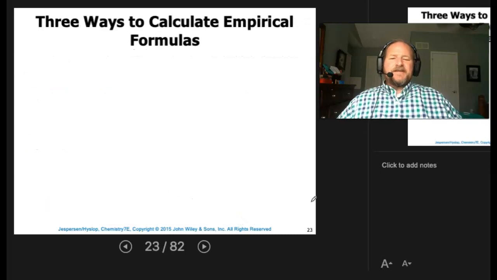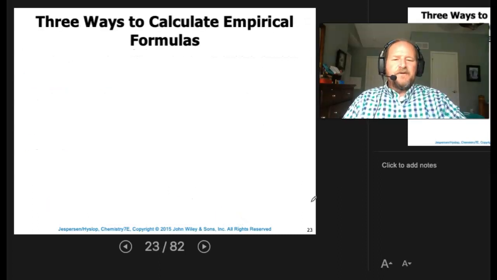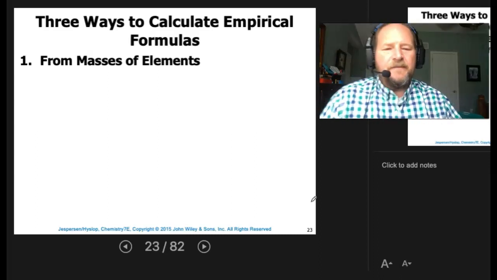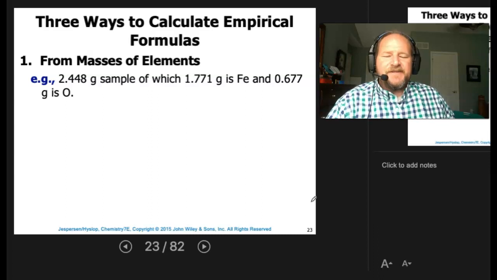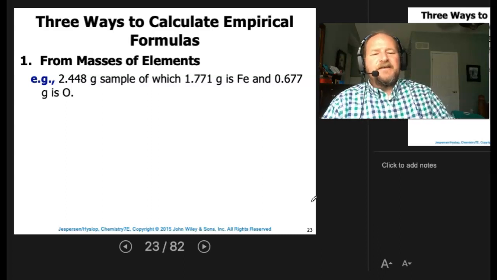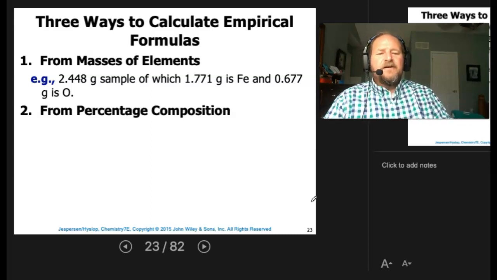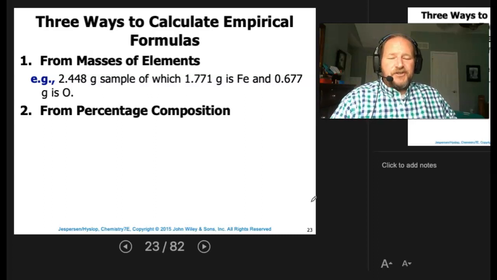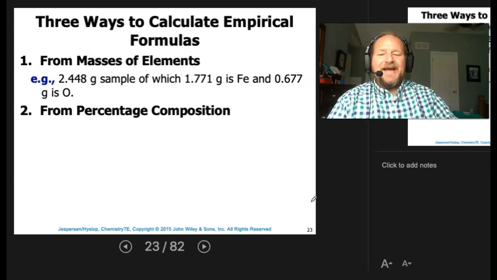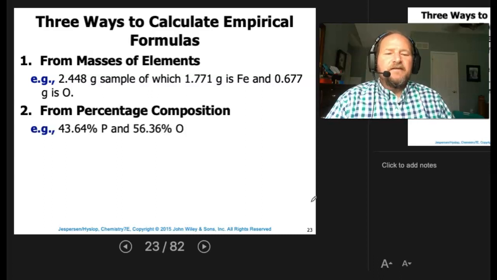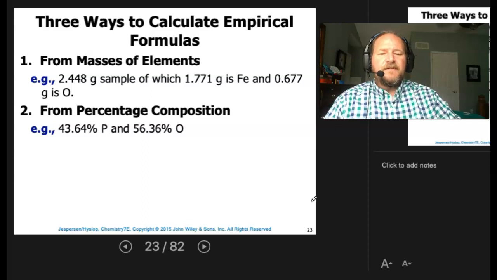Now there are three ways to calculate your empirical formula. One would be from the masses of the elements. For instance, you literally know how much of each item is in there, and you can calculate the empirical formula from that. If you know the percentage composition, so again, we were just studying these theoretical versus experimental percent compositions. When the experimental composition comes in, you could use that to calculate your empirical formula.